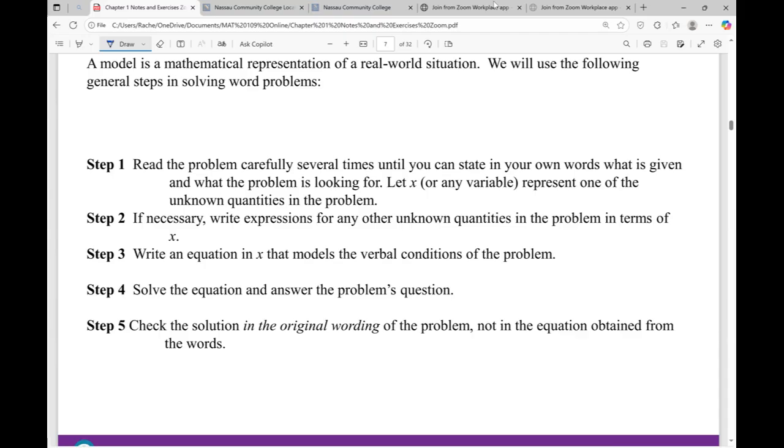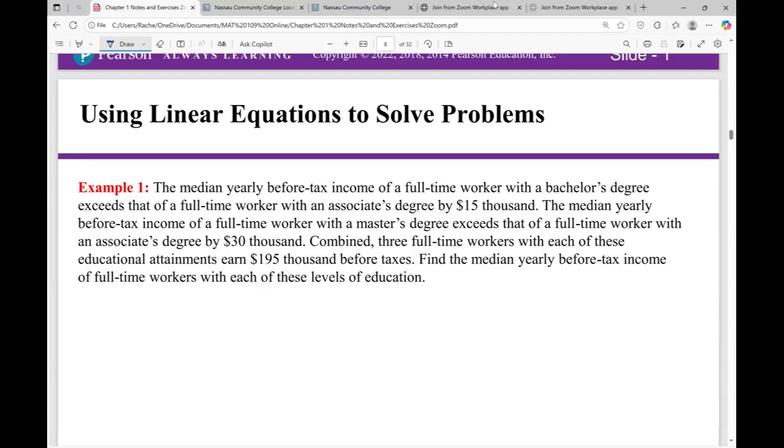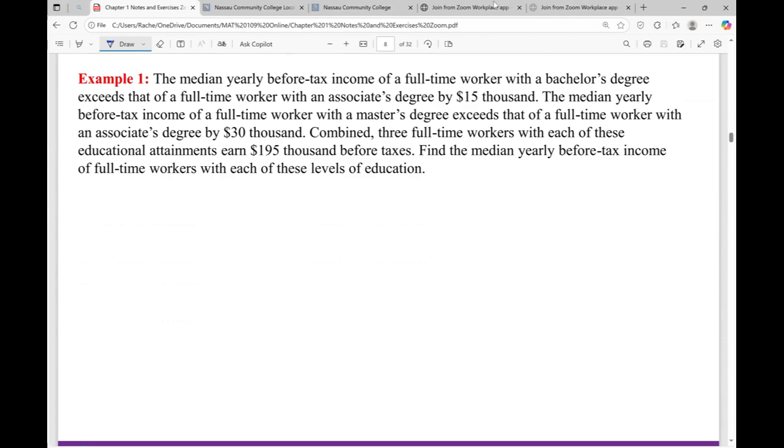So what we're going to do is write an equation in X that models the verbal conditions of the problem or the written conditions of the problem. Then we could solve the equation and answer the question. And it's very important to go back to the original wording and check your solution. So we're going to do a couple of examples. So using linear equations to solve problems. So look at example 1.